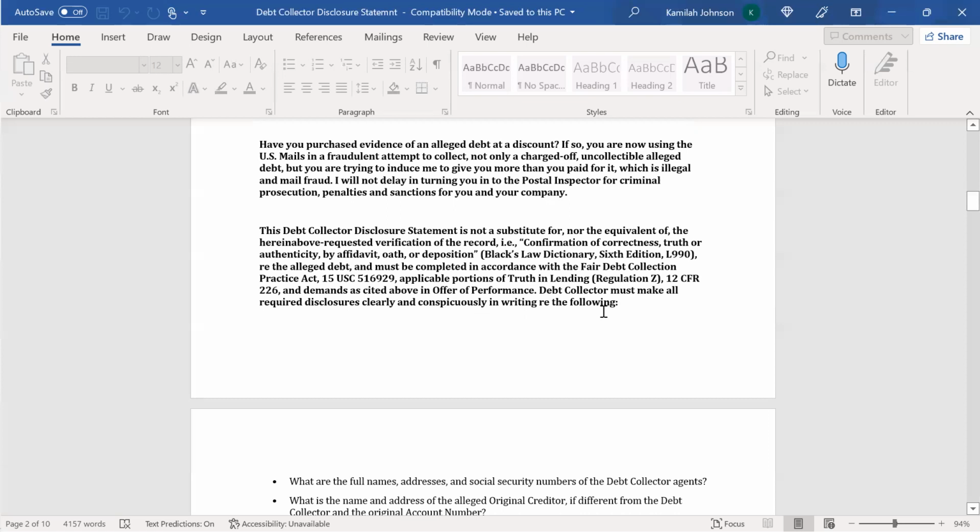Debt collector must make all required disclosures clearly and conspicuously in reference to the following. Now, I highly recommend that you go in and look up these practices that are mentioned, to provide yourself greater clarity on what exactly you are referencing in the affidavit.